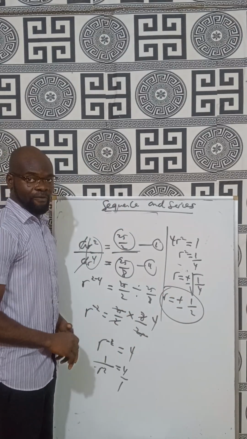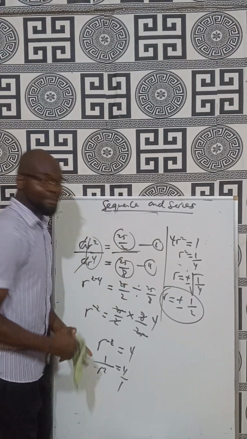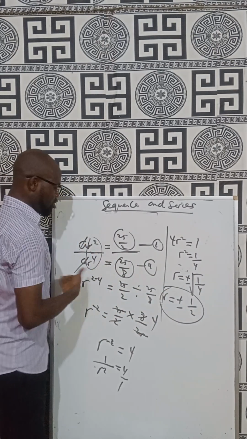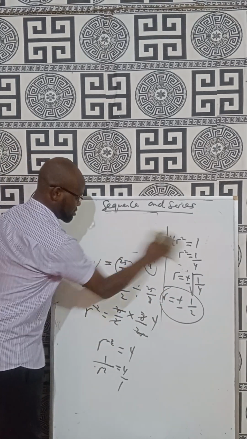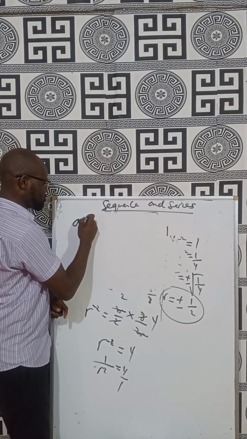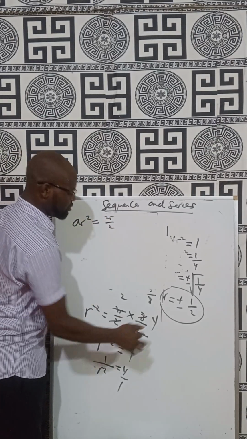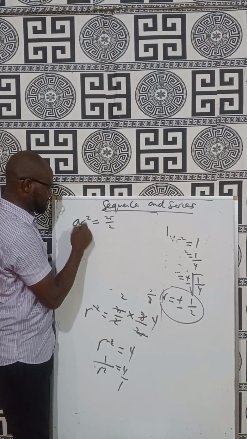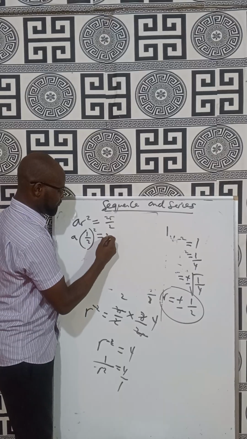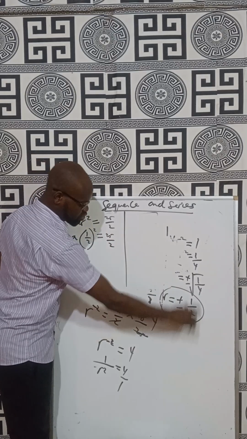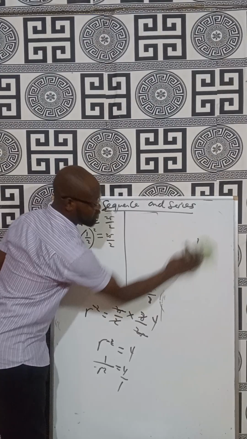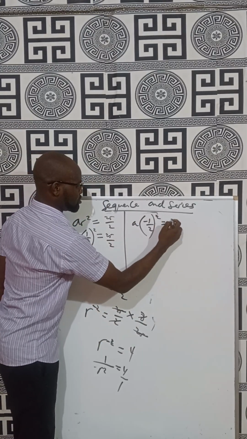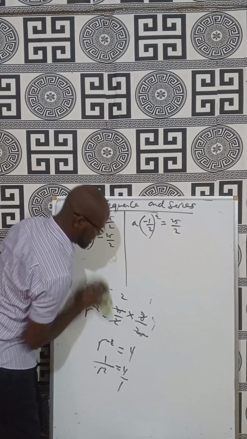That's the common ratio. Now the second one says find the first term A. Once you have your R, substitute it into either equation 1 or equation 2. Let me use equation 1: AR squared equals 25 over 2. Use plus 1 over 2 as your R: A times plus 1 over 2 squared equals 25 over 2. Or use minus 1 over 2 for your R: A times minus 1 over 2 squared equals 25 over 2. You can use any one and still get the same answer.